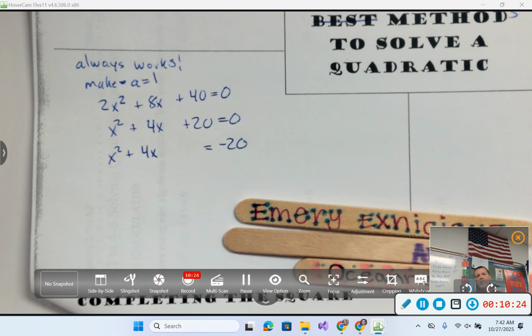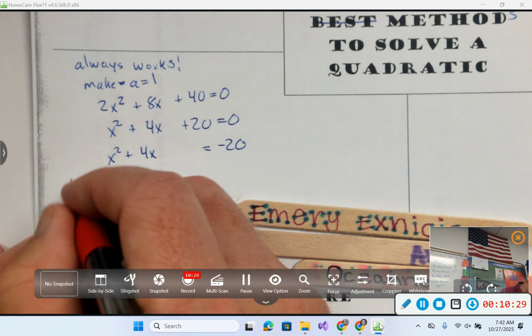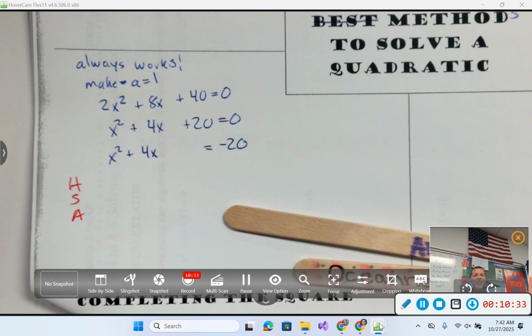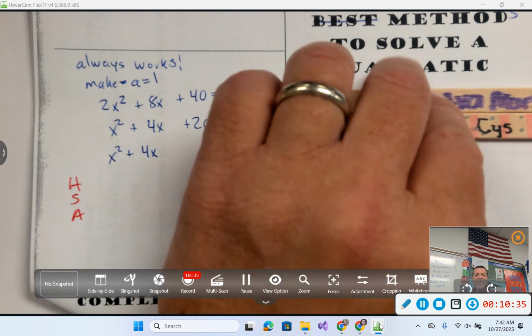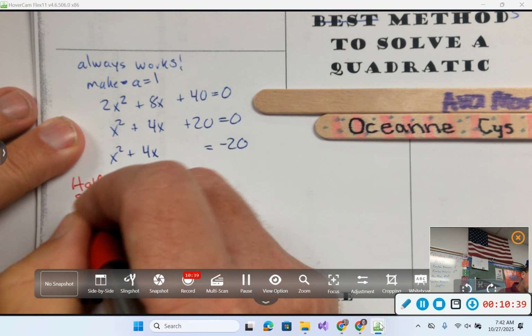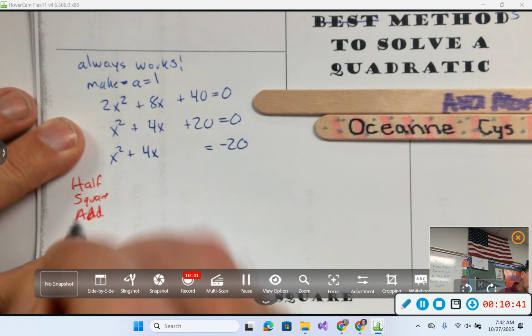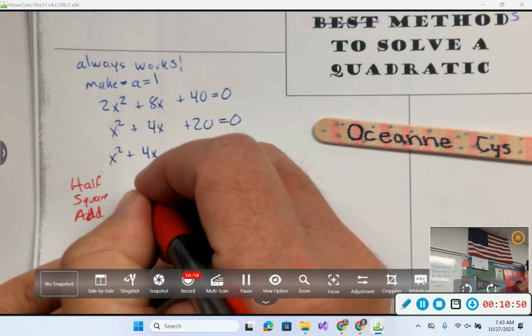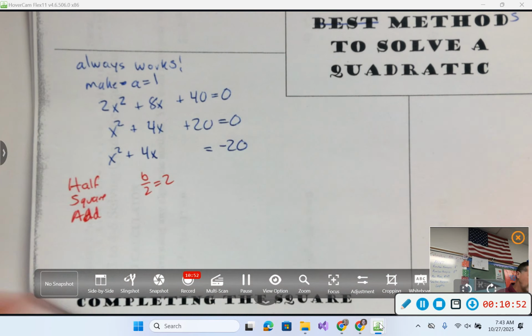Emery, what would you like to do next? HSA. Oh, I love it. Yes. HSA. I will accept that as an answer. Ava, what in the world does HSA stand for? Half it, square it, add it. Half it, square it, add it. Half of what? Half of b. Good. So b over 2 is 2.